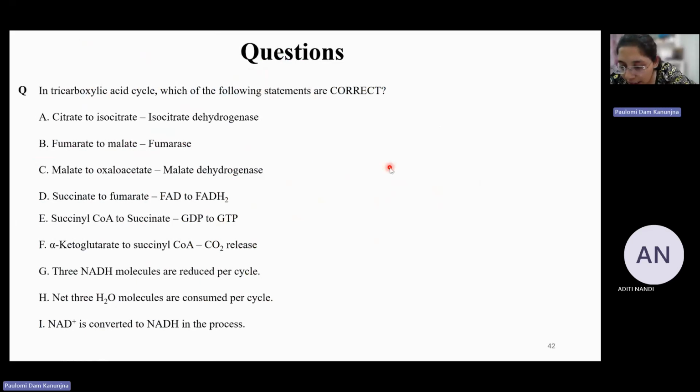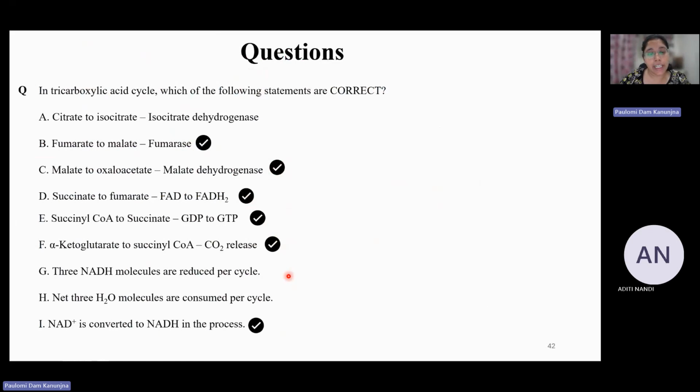B, C, D, E, F, I. Okay. Fantastic. You got all of them right. So the first one, citrate to isocitrate, is via the aconitase enzyme. B, C, D, as we see, are already correct.